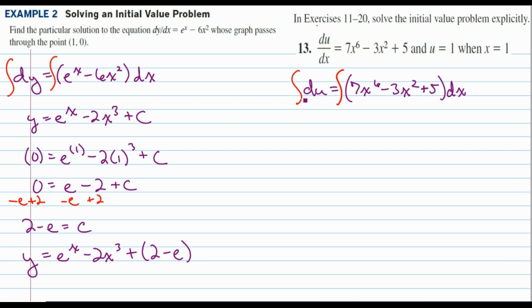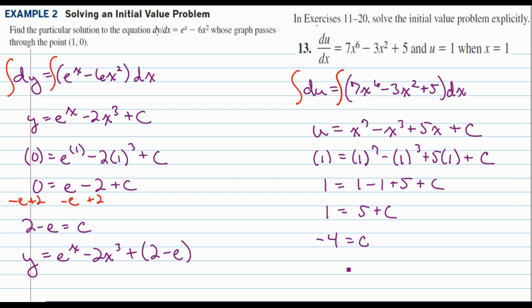So now this one is the antiderivative of du is just u equals, this will be x to the 7th minus x cubed plus 5x, and then of course our plus c, that constant that when we took its derivative would be 0. And now our value that we can plug in to find the specific antiderivative we want is 1 comma 1 in that x equals 1 when u equals 1. I get that c equals negative 4, so my final answer is that u equals x to the 7th minus x cubed plus 5x, and then minus 4 is the specific c value.